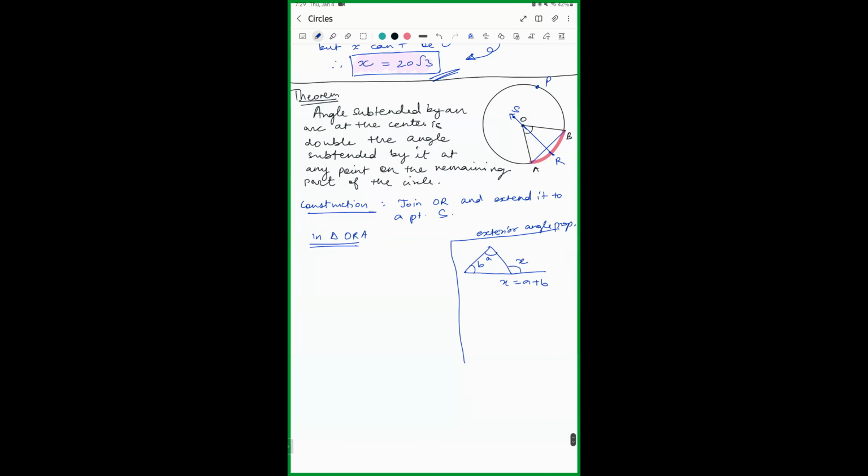Okay. So in this triangle ORA, we can say that this angle over here, angle SOA, is equal to the sum of the interior opposite angles. And what are the interior opposite angles? Not this one, this and this. Okay. So it is equal to the sum of, meaning equal to angle ORA plus angle RAO.